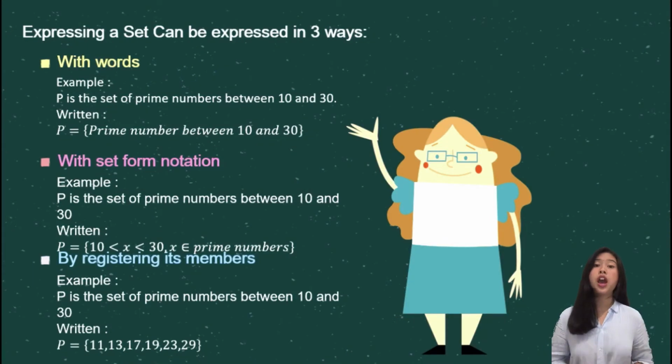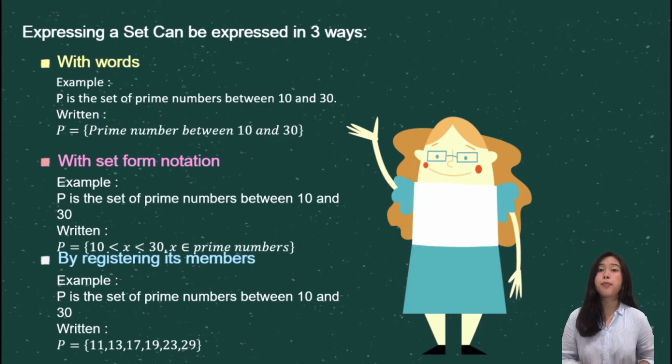Number 2, with set builder notation. For example, P is the set of prime numbers between 10 and 30. Written, P equals the set of x such that x is more than 10 and x is less than 30, where x is an element of prime numbers between 10 and 30, like this.